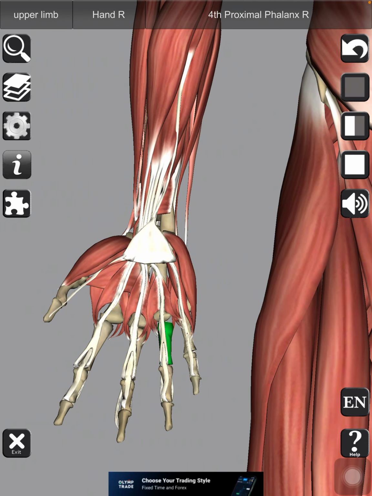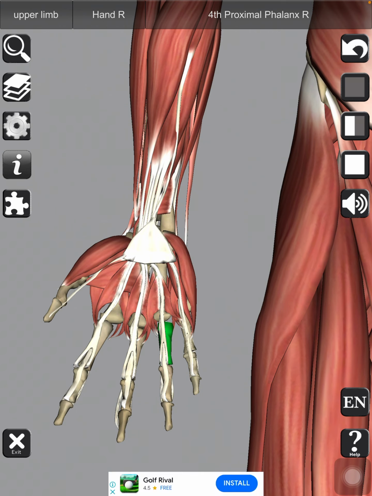So only the interossei muscles are not shown in this. Interossei means in between the 2 bones. So if you remove all these intrinsic muscles of the hand, in between the metacarpals we have the palmar interossei and dorsal interossei. So I hope you have understood the intrinsic muscles of the hand.